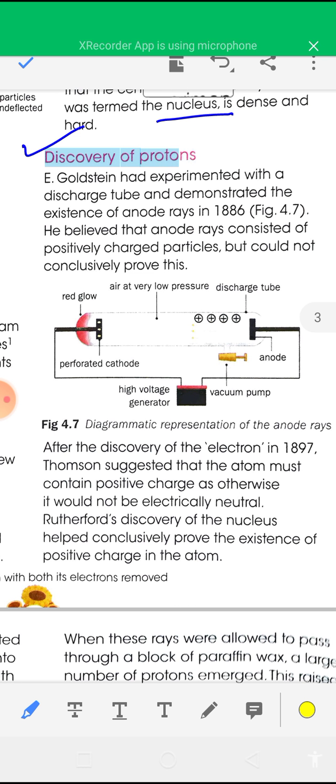Next, discovery of the proton using the anode ray experiment. The name of the experiment is the anode ray experiment in a discharge tube. First, scientist E. Goldstein experimented with the discharge tube and demonstrated the existence of anode rays. He believed that anode rays consisted of positively charged particles, but he could not conclusively prove this.